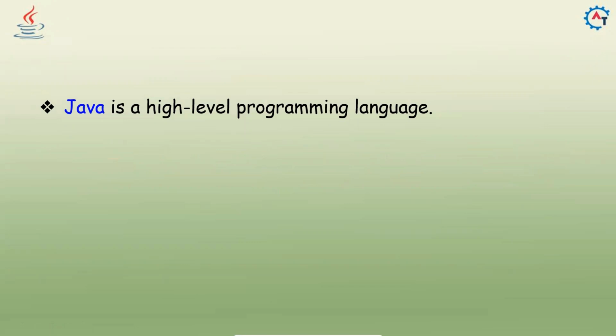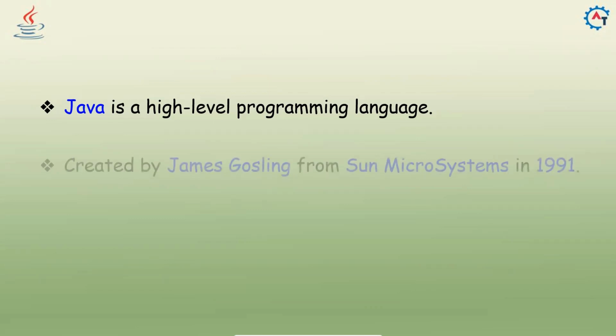High-level means it is easy to understand, easy to debug, and easy to execute, and it is programmer friendly. Means you can easily understand the language. If you are a developer, developing some code, you can easily understand that. And if you have any issues, you can easily debug that program. Because of that, Java is a high-level programming language.